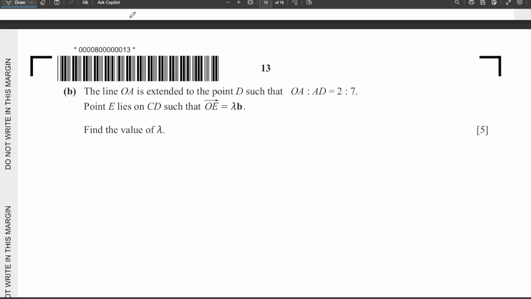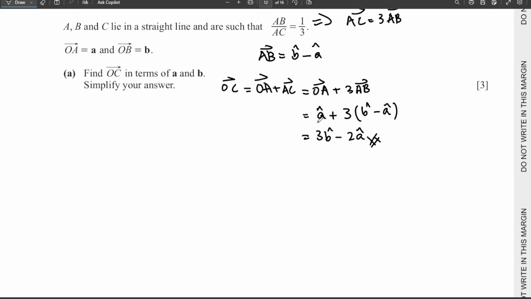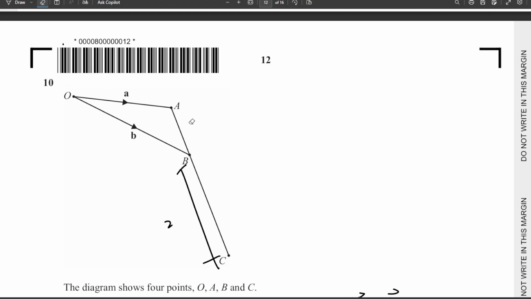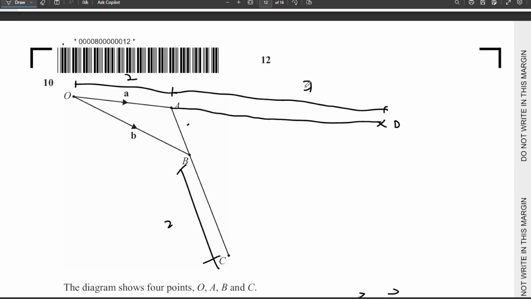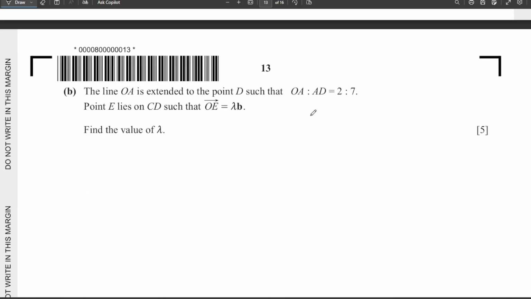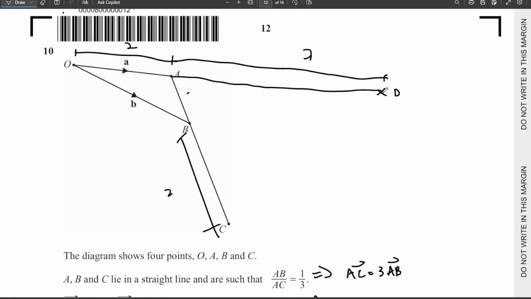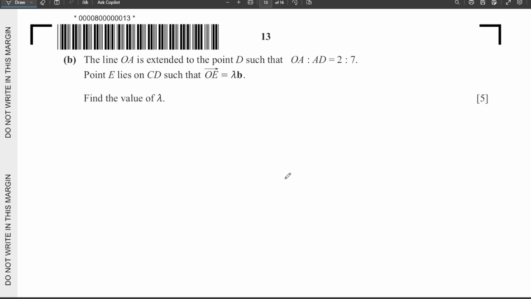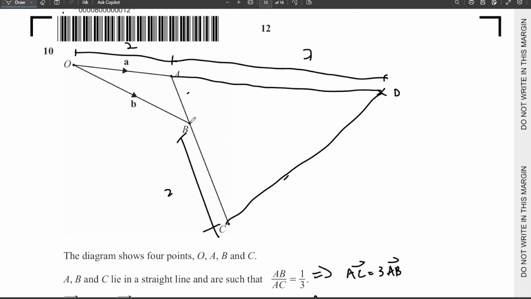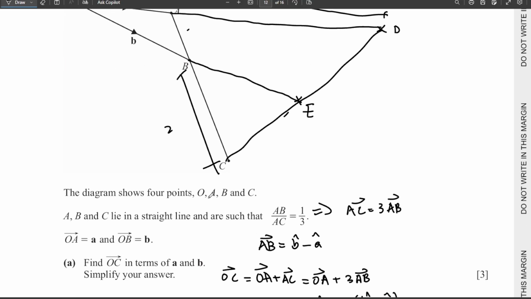Okay, part B. Line OA is extended to C such that OA and AD has this ratio. Let me just try and sketch this out very briefly. Here we've got 2, here we've got 7. And point E lies on the line CD. So there's a point E such that OE is a scalar multiple of B. So from B going forward, you intersect here.